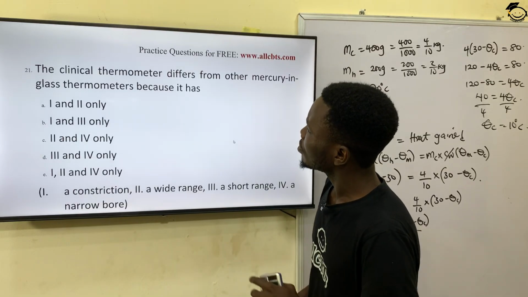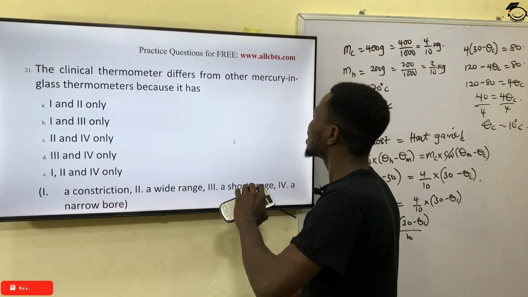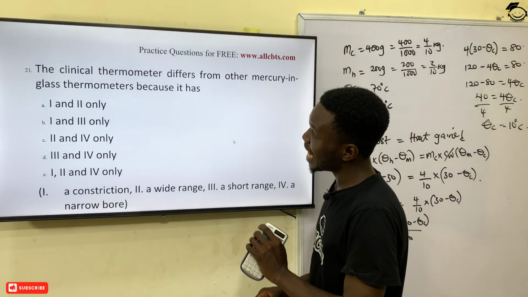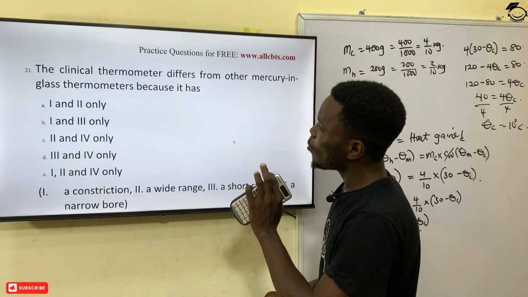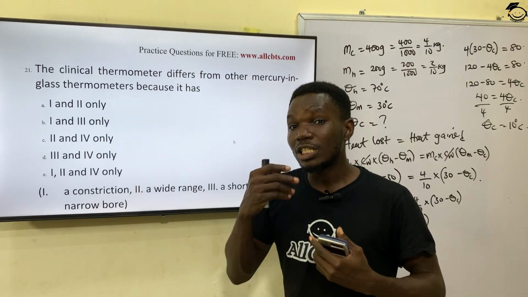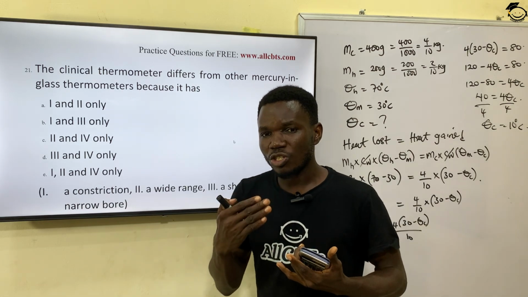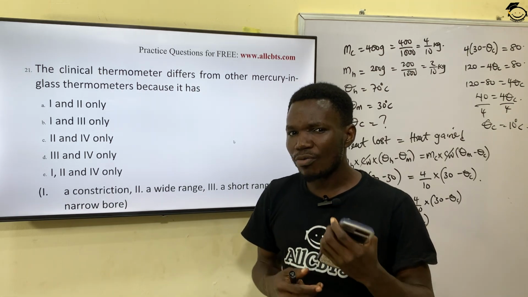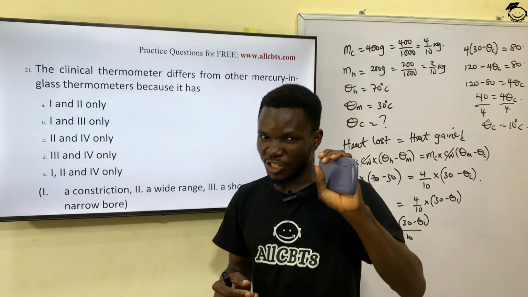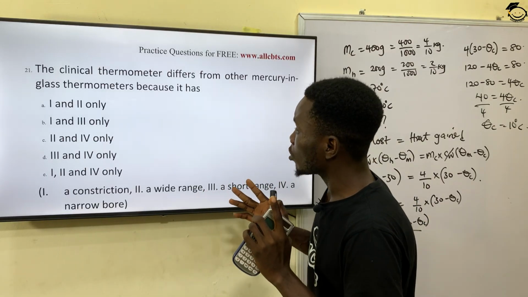It says, the clinical thermometer differs from other mercury in glass thermometers because it has dash. Now, what separates the clinical thermometer is first, its constriction. The clinical thermometer has constriction. Then it also has a narrow tube, and it has a short range. So these three are what separate it.